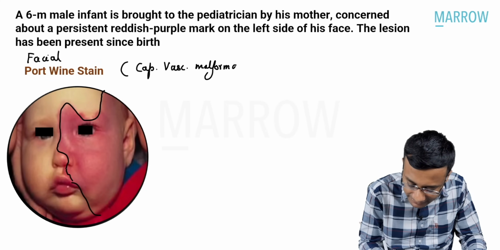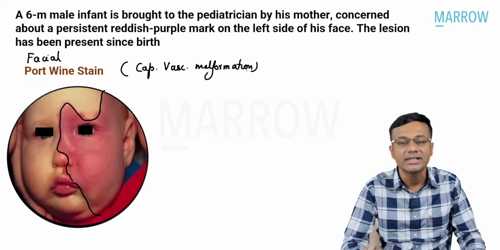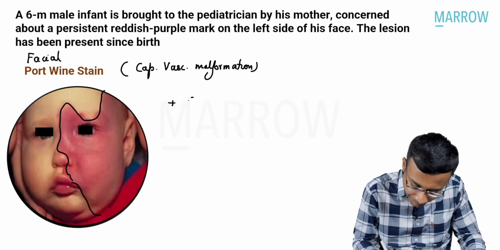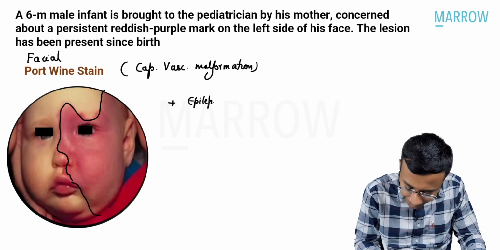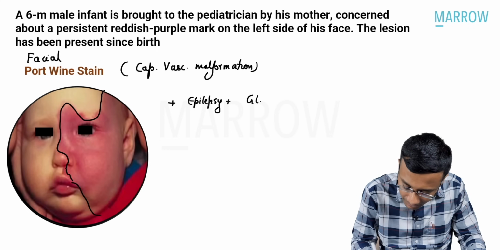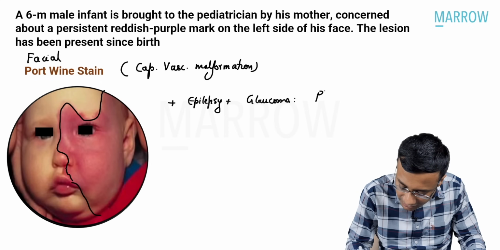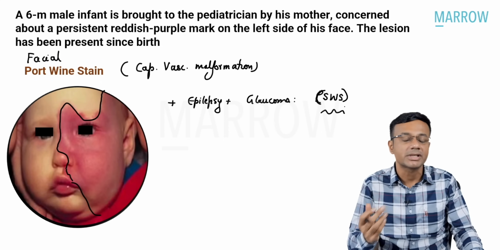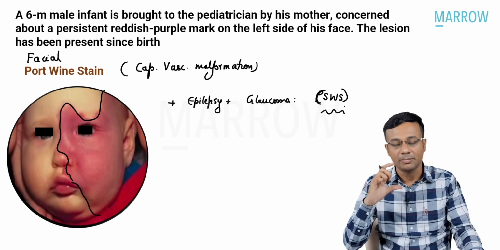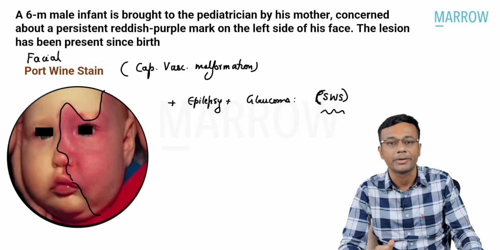This is a capillary vascular malformation, and together with this facial port wine stain, if you have epilepsy in the brain and glaucoma in the eyes, then we call it Sturge-Weber syndrome. So Sturge-Weber syndrome will have 3 components: the skin component, the eye component, and the brain component.